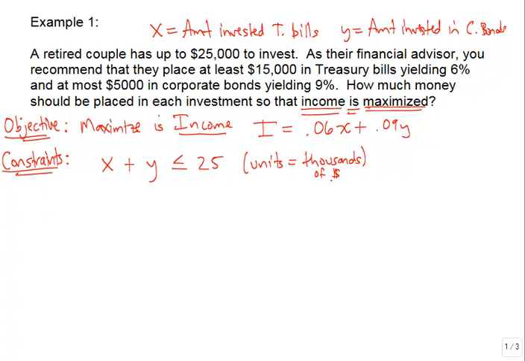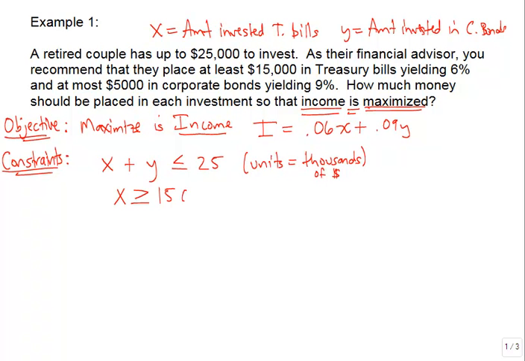Okay? So that's one constraint from this first equation. What else do we know? Well, the financial advisor recommends that they place at least $15,000 in the treasury bills. So how much money should we invest in the treasury bills? At least $15,000, and X is the amount of money that we're calling our investment in the treasury bills. So that means we want our X to be at least $15,000, and as an inequality, that means this needs to be greater than or equal to 15,000.